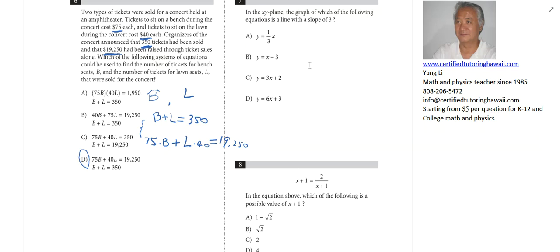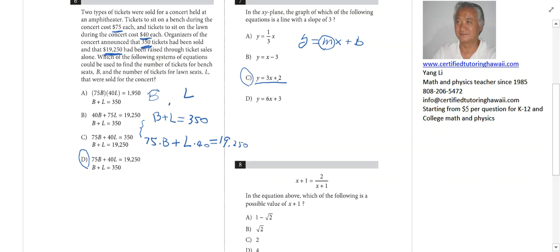Okay, let's go to number 7. The 7 here is in the XY plane. The graph of which of the following equations is the line with a slope of 3? Because the general form is what? Y equals mx plus b. And the slope is the m here. So let's see here. This one matches. You see here?